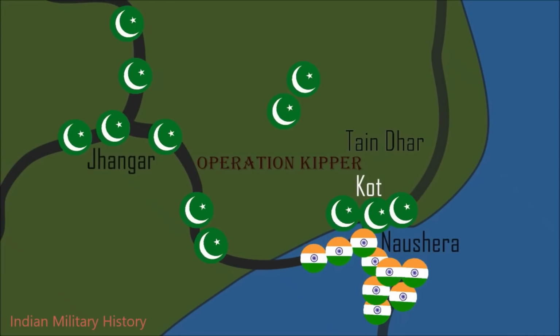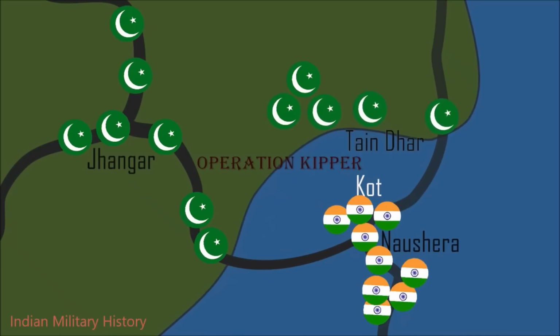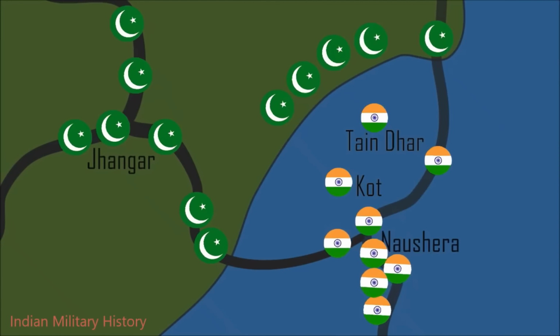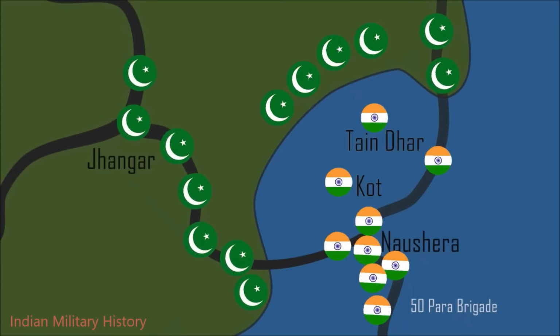Operation Kipper was launched and was extremely successful. After a fierce fight, Kot was taken. This victory acted as a huge morale booster for the 50 Para Brigade, who were still low after the loss of Jhangar. After losing Kot to the Indian side, the enemy attempted their second attack on Naushera with increased numbers and ferocity and even better coordination than their previous attempt on the town.